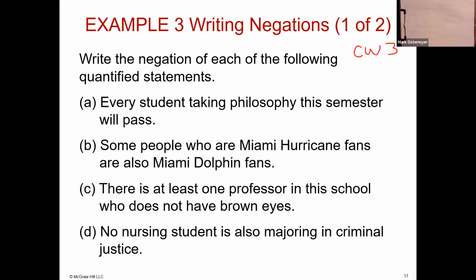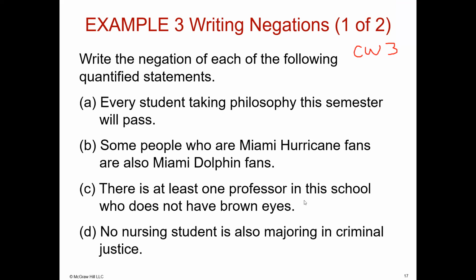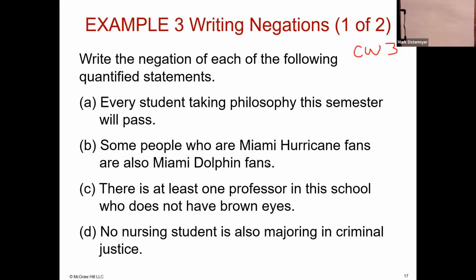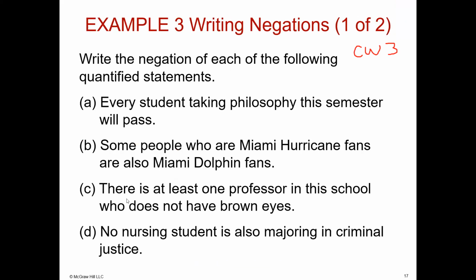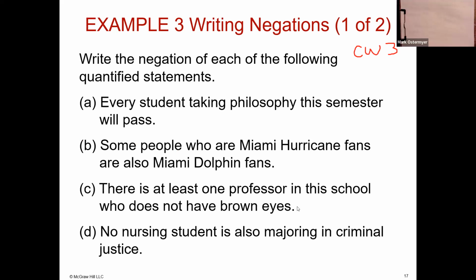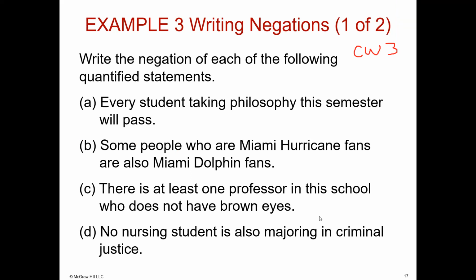All right, C. Anybody got an idea on C? What's the negation of this statement? There are no professors with brown eyes. Let's go back. Remember the alias for saying at least one is to say what? Some. Do you agree? Some means the same thing as at least one. And the negation would say what? None. So the negation of saying there is at least one professor in the school who does not have brown eyes would be saying what? No professors in the school.